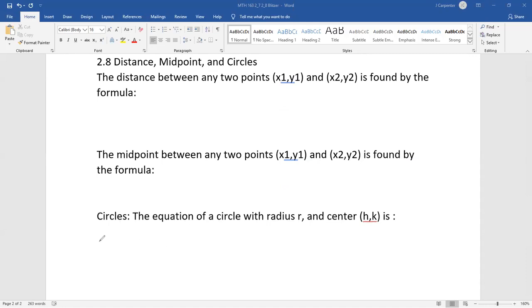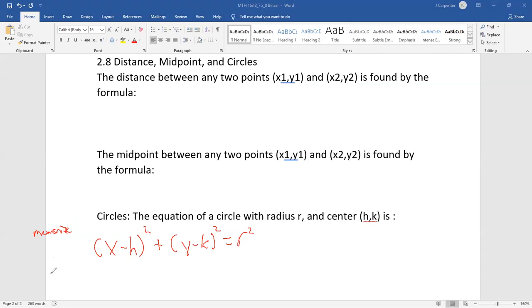Here we go. Parentheses, x minus h, close it, square it, plus parentheses, y minus k, close it and square it, equal to r squared. And you have to memorize this, of course.